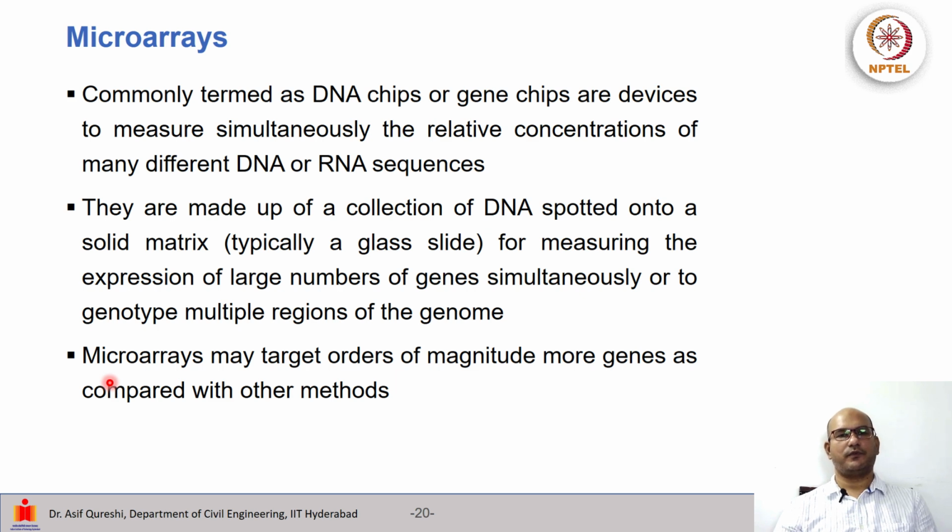Then I'll give an overview of microarrays. These are commonly termed DNA chips or gene chips, which are devices to measure simultaneously the relative concentrations of many different DNA or RNA sequences. These microarrays are made up of a collection of DNA spotted onto a solid matrix, typically a glass slide, for measuring the expression of a large number of genes simultaneously, or to genotype multiple regions of the genome. In general, microarrays may target many more genes as compared to the other methods.